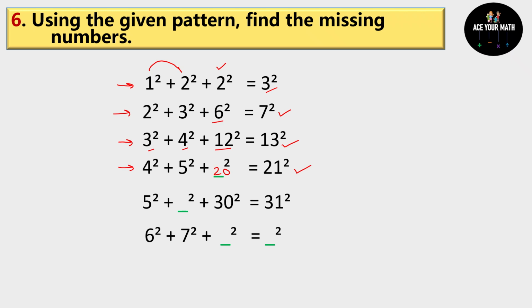When you add 1 to this 20, you will get 21. Okay, the next one, 5 multiplied by which number will give you 30? When you multiply 5 with 6, you will get 30, and when you add 1 to 30, you will get 31. Likewise, the last one, 6 multiplied by 7 will give you 42. And when you add 1 to 42, you will get 43. Okay, so in the last line, the answer is 42 and 43. In this line, the answer is 6. And in the previous one, it is 20.